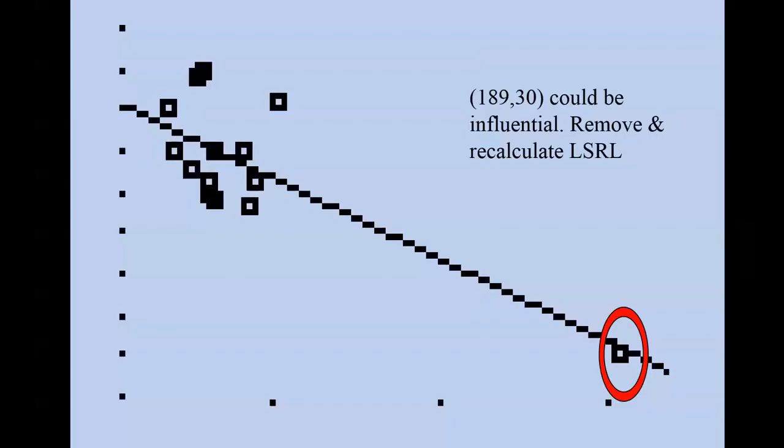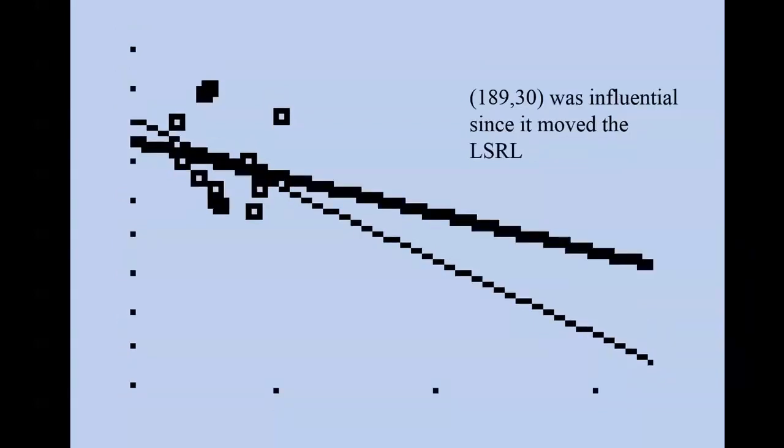So I'll let you go ahead and do that. Remember to delete the point. And when we recalculate it, we get an entirely new line. I'd say that definitely was an influential point. It definitely had an impact on the slope and how steep the line was.